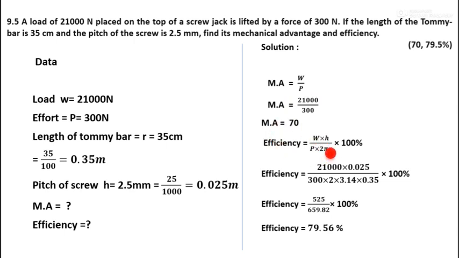Now efficiency is equal to weight multiplied by height, and this is the efficiency formula for the screw jack. You should keep in mind this formula, I have already derived in lecture 2. Efficiency, weight multiplied by height upon effort multiplied by 2 pi r, this is the 2 pi r circumference, multiplied by 100. Efficiency, W is 21,000 multiplied by height, we know that height is 0.025, upon effort P, 2, and the value of pi is equal to 3.14 multiplied by r, the radius, which is equal to 0.35.